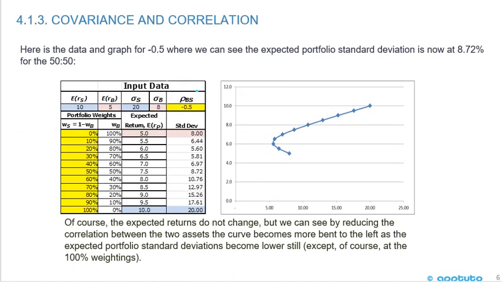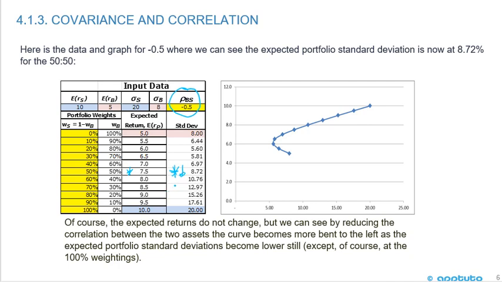Okay, here's the data in the graph, where the only thing we've changed is the correlation between the stock and the bond, which is now negative 0.5. We can see that the expected return on the 50-50 portfolio didn't change. Recall that was 7.5%, but the portfolio standard deviation has gone from 14% down to 8.72%.